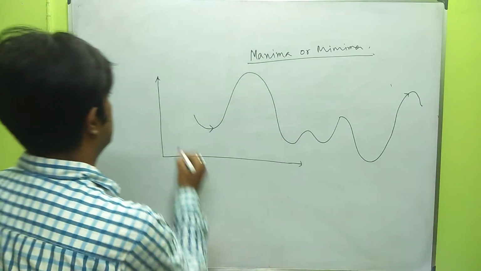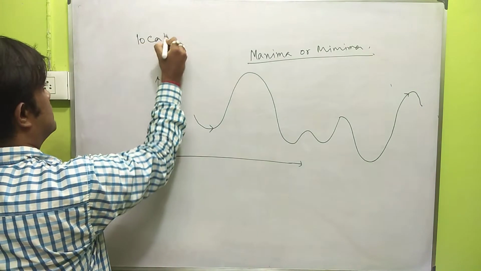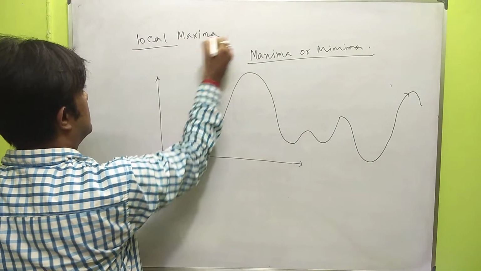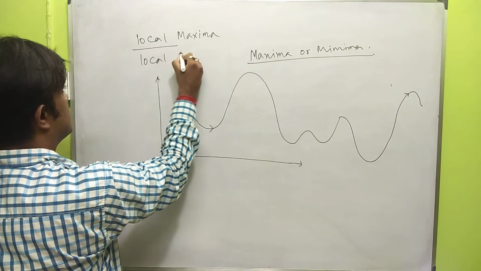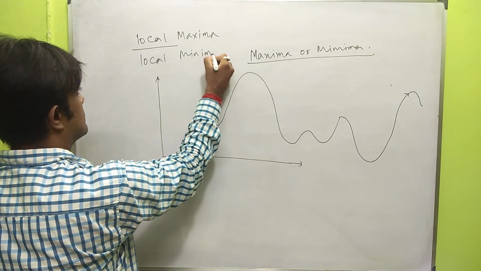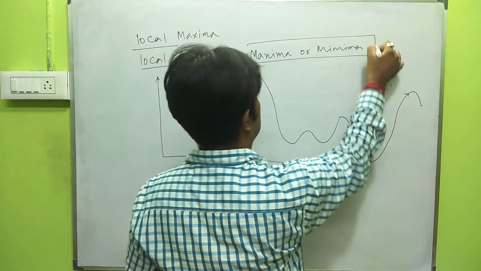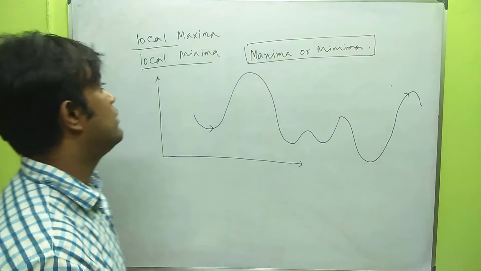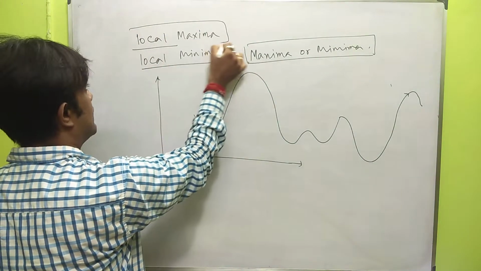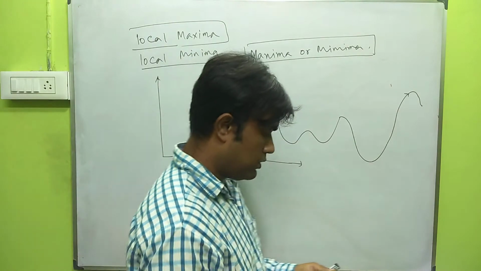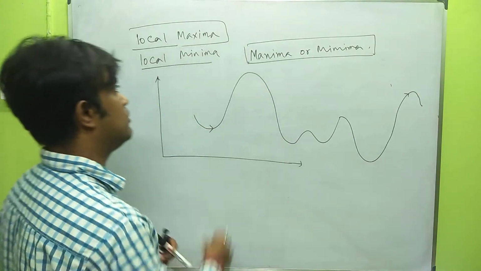some concept of local maxima or local minima. Before explaining maxima or minima, you have to understand what is local maxima and what is local minima. So this term is very obvious, local maxima.